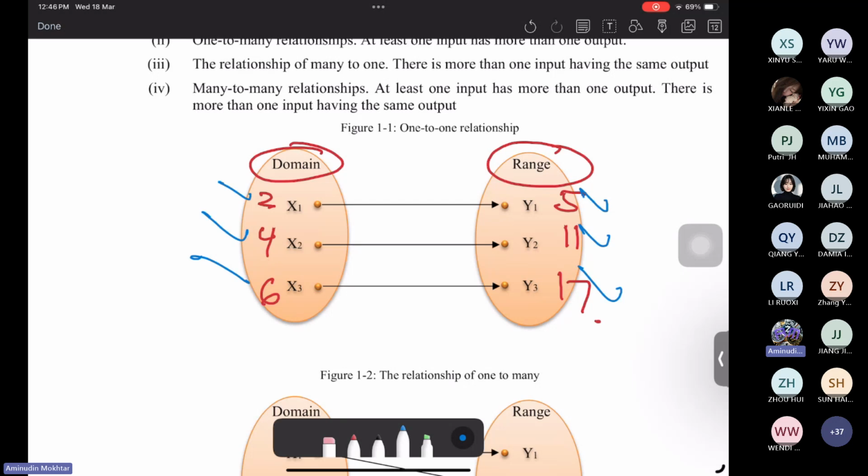This figure only has a one-to-one relationship. So this relationship is also known as a function. Fungsi. Sebab dia ada hubungan satu dengan satu. Satu X, satu Y, satu Y, satu X. Dia tak berubah hubungan tersebut. Dan sebab kita panggil dia sebagai fungsi.